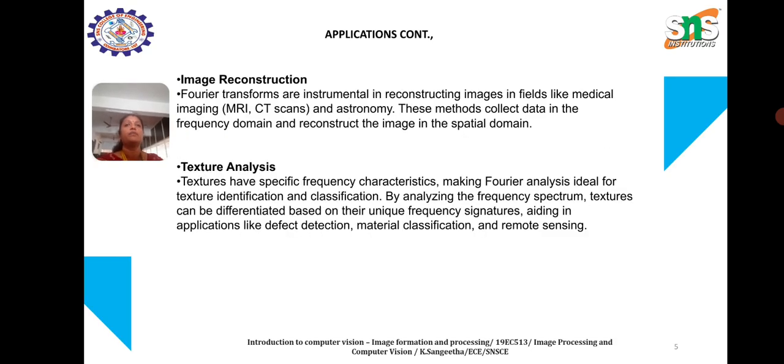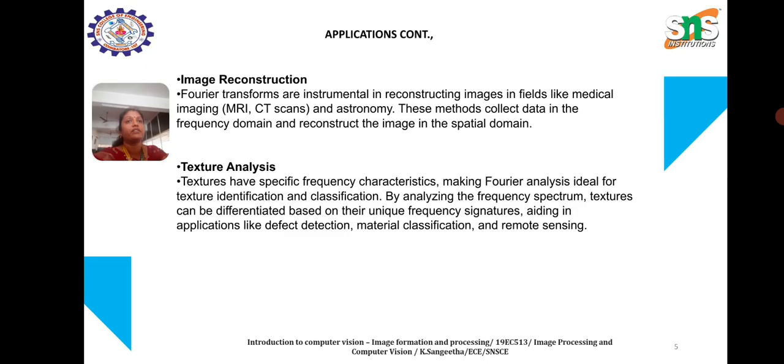And the next one is image reconstruction and matching. For image reconstruction, Fourier transforms are instrumental in reconstructing images in fields like medical imaging, that is MRIs, CT scans, and astronomy. These methods collect the data in the frequency domain and reconstruct the image in the spatial domain. Image matching is also one of the main applications of Fourier transform. In image matching, the Fourier transform facilitates matching images or templates by comparing their frequency domain representations, often reducing the impact of spatial misalignment.